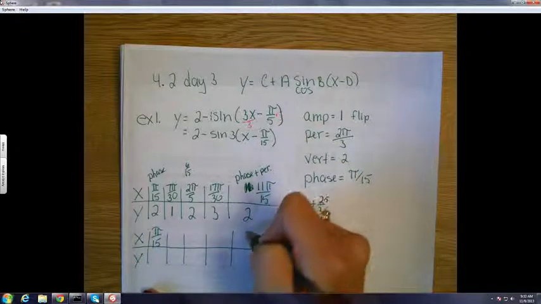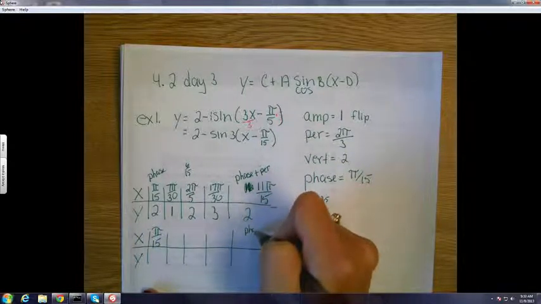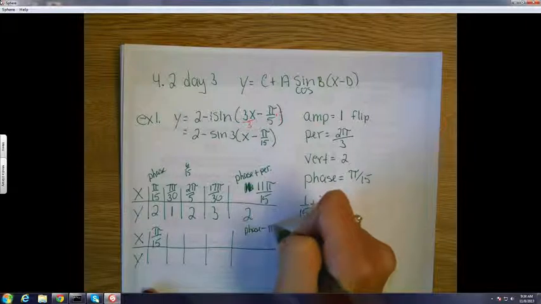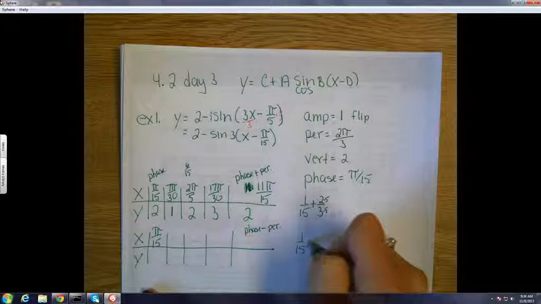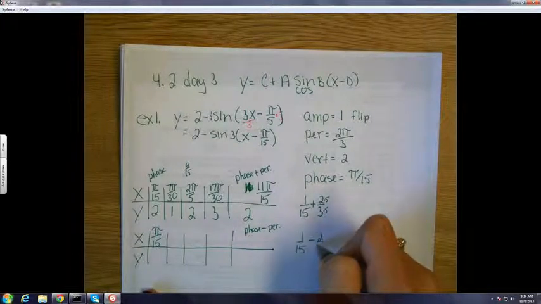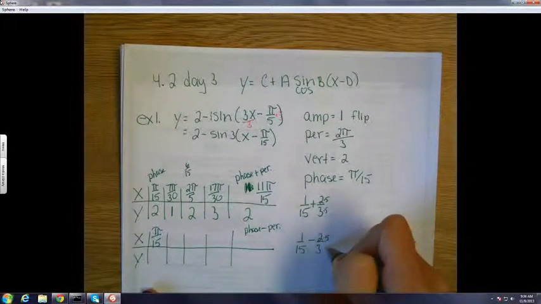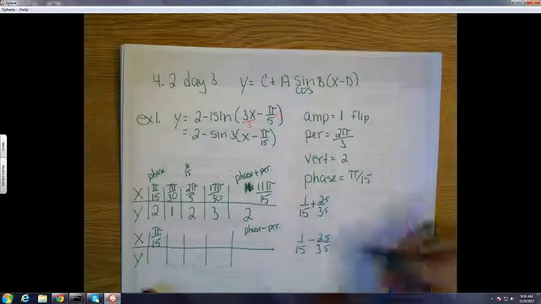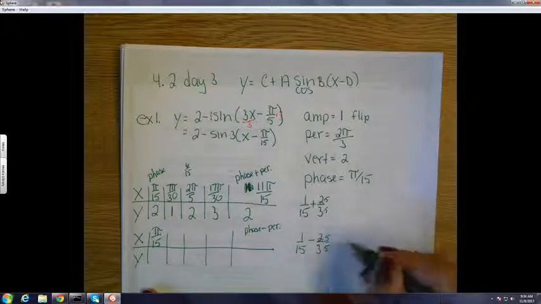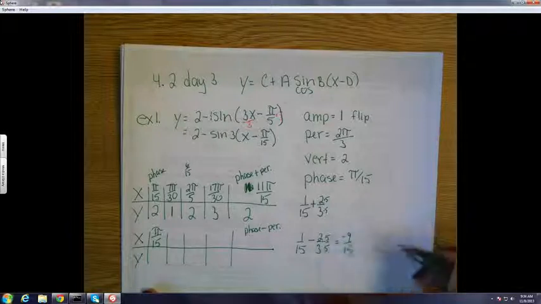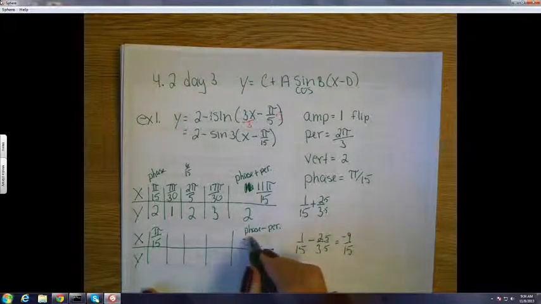Now we're going to go phase minus a period length. So that's 1/15 minus the 2/3. Get a common denominator. So 1 minus 10 is negative 9/15. Reduced down is negative 3 pi over 5.